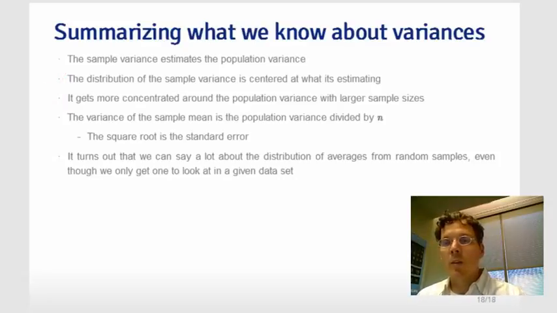We also know a lot about the distribution of sample means. We know where they're centered from the last lecture, but we also know in this lecture that the variance of the sample mean is the population variance divided by n. And the square root of it, sigma divided by square root n, is the so-called standard error. These quantities represent how variable averages drawn from this population are. And it turns out that we can say a lot about the distribution of averages from random samples, even though we only get to look at one on a given data set. And this gives us a lot to work with, and it forms a lot of the foundation of ways in which we can perform inference.